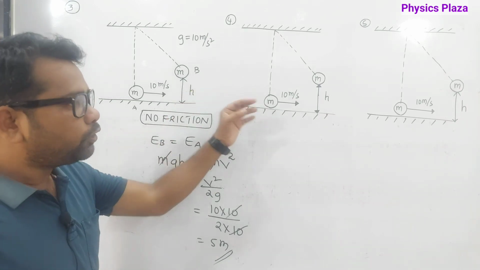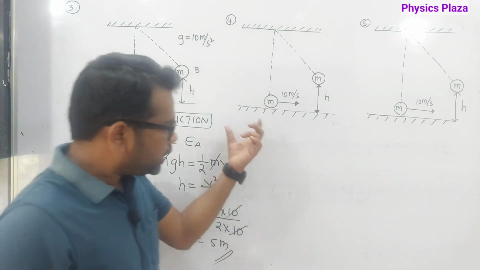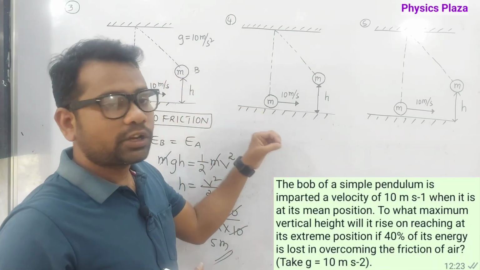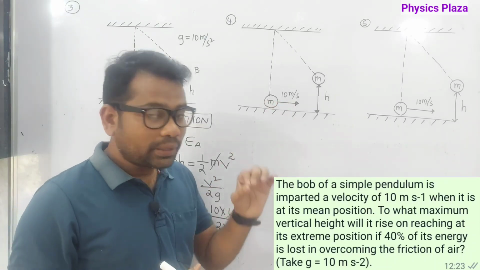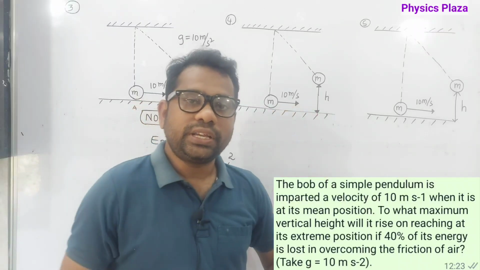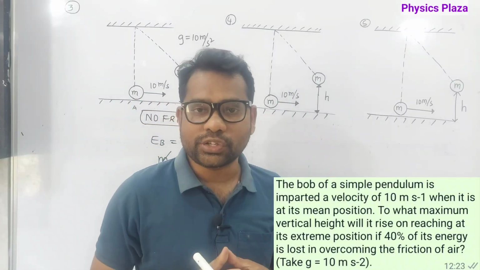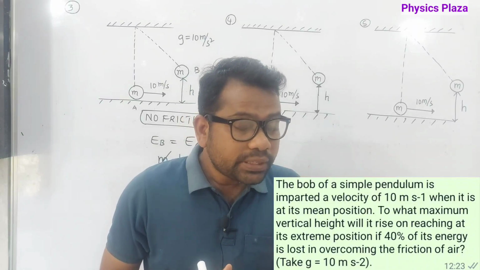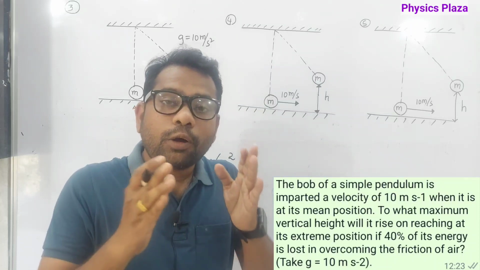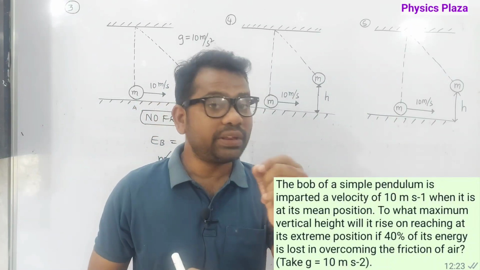Now come to the fourth numerical. How does it differ from question number 3? Here also a body of mass m is given a velocity of 10 meter per second. But the condition is that here 40% of energy is used to overcome the air friction. Try to understand, children. How much? 40% of energy is used to overcome the air friction. Then how much energy is left to be converted? 60%. It's very important.